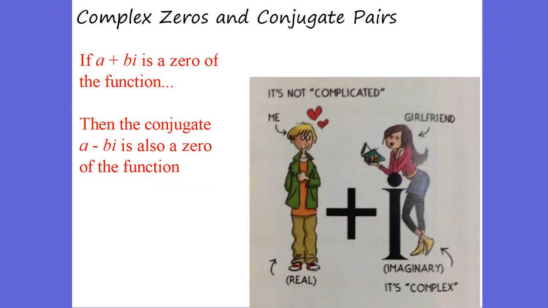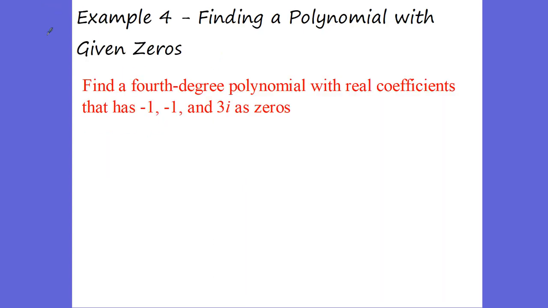Now remember, complex zeros always come in conjugate pairs. So just like in that last problem, remember we had 2i, positive 2i. Well, negative 2i always comes in a pair. They always come in pairs together, which means a plus bi, a minus bi will also be a zero of the function, and we call that a conjugate.